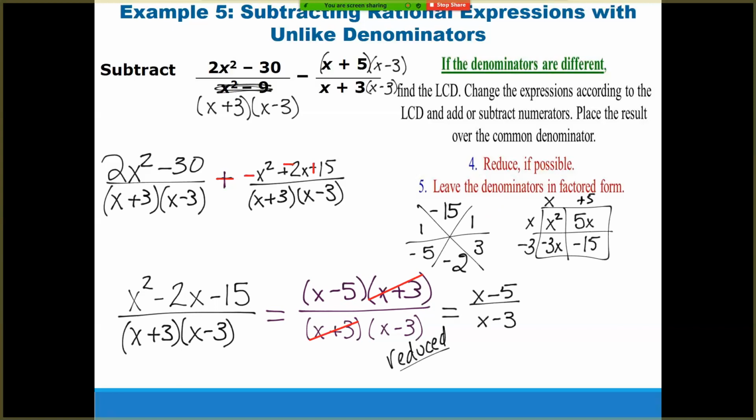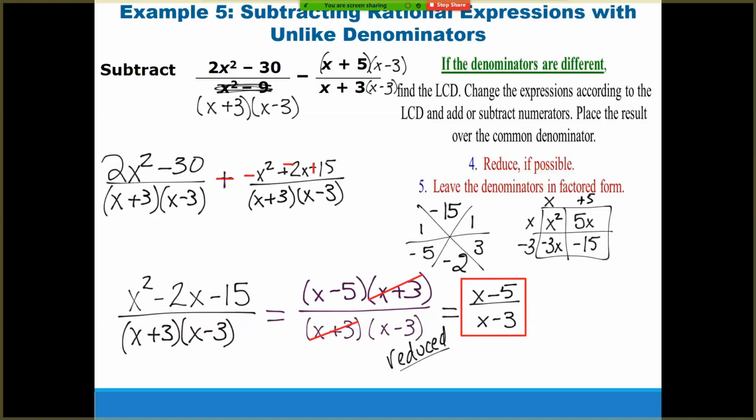Am I allowed to cancel those x's? No. Both of them are involved with subtraction. So your final answer actually is x minus 5 divided by x minus 3. Only one answer is correct here because this reduced. On the last problem, it didn't reduce, so you could have written it both ways, but this time it does reduce, so there is an absolute correct answer over here on the right.